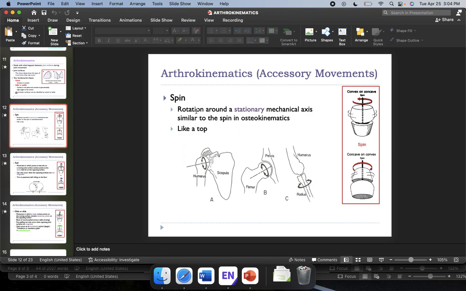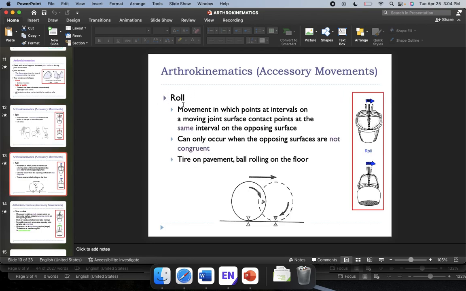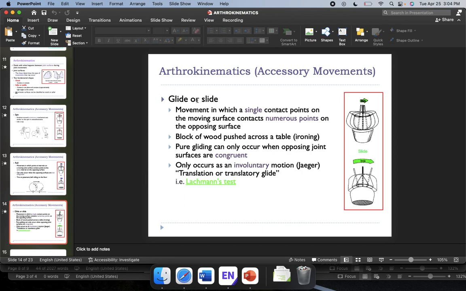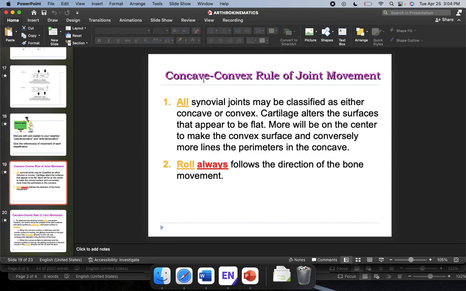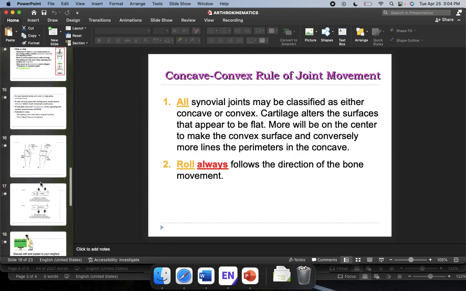This short video will be covering the topic of arthrokinematics, or if we break this word down, joint movements. As a part of this video, I will introduce the three arthrokinematic movements of spin, roll, and glide or slide. I will then later in the video introduce the concave and convex rule of joint movement and its application in the body to help us apply and understand arthrokinematics at each joint of the body.